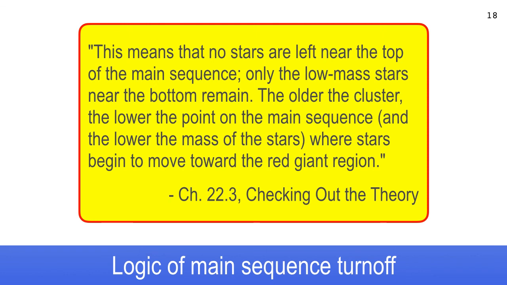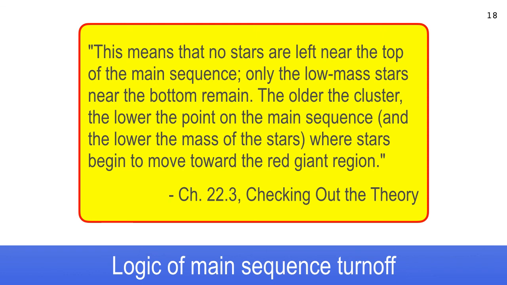So here's a pull quote from chapter 22, section 3, checking out the theory. And this is basically your logic for the main sequence turnoff. What is it? How do you work it? Well, it means that no stars are left near the top of the main sequence, depending on the age of the cluster. Only the low mass stars near the bottom remain, so the little red ones. All right? The older the cluster, the lower the point on the main sequence where the stars begin to move toward the red region. All right, so if you had a cluster that was fairly new, if it was really new, it'd still be up there in the blues, in the O's and the B's, before you see the turnoff. Okay? But M55, it's down to the 12.5 billion year part of the main sequence. So that's the theory behind the main sequence turnoff, and it's a pretty important use of the main sequence in the HR diagram.